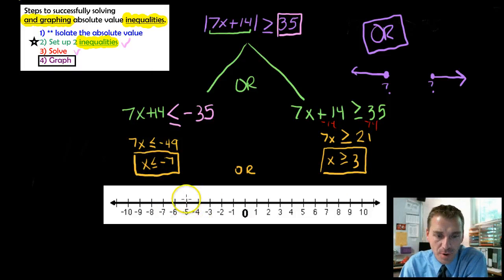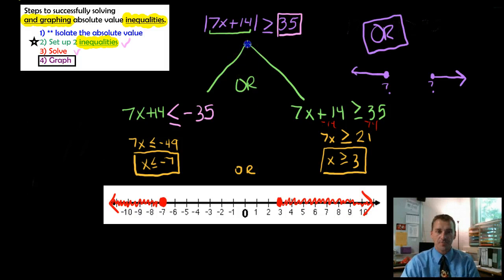So that means I'm going to put a closed circle on negative 7. Little part faces the letter, so therefore I'd shade this direction, like that. This one, I put a closed circle on 3. Little part is not facing the letter, it's x is greater than, so I shade this way. And there, ladies and gentlemen, is my answer.